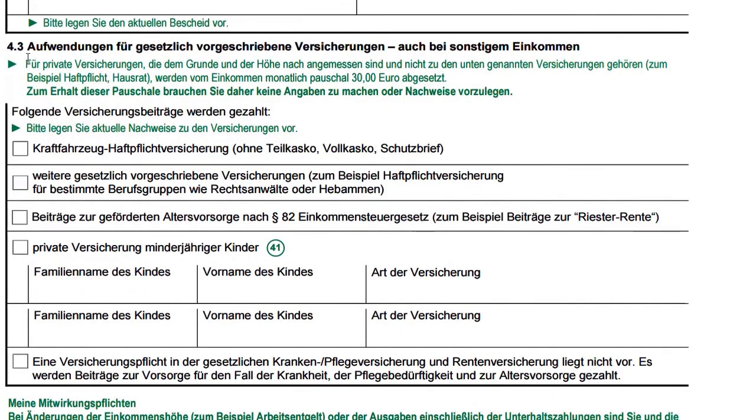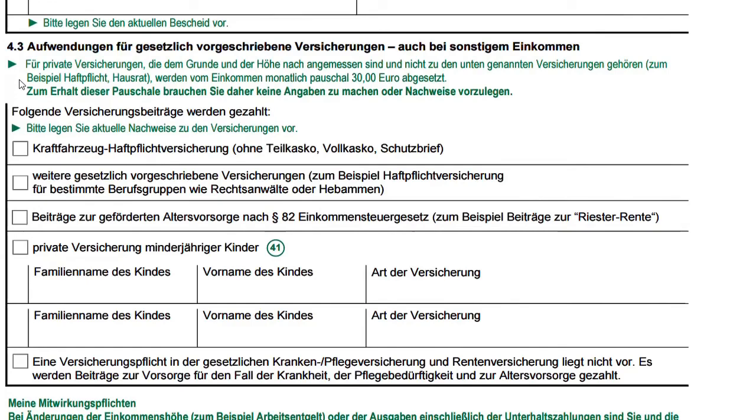Part 4.3 is about the expenses for statutory insurances, and also if he or she has other incomes, the expenses for this income is also considered. For private insurances that are reasonable in principle and amount and do not belong to the insurances listed below, for example, liability or Haftpflicht, household content or Hausrat, are deducted from income at a flat rate of €30 per month.